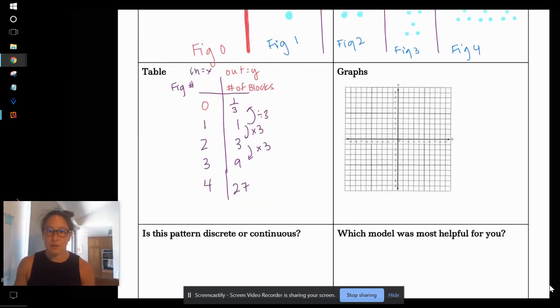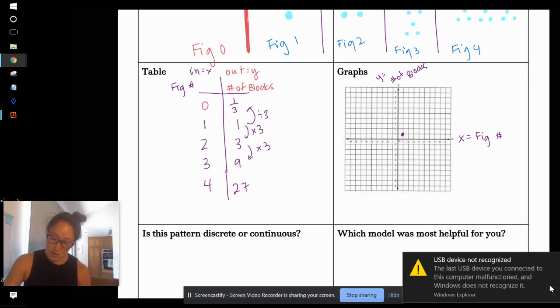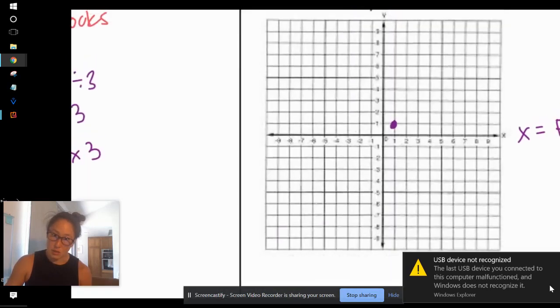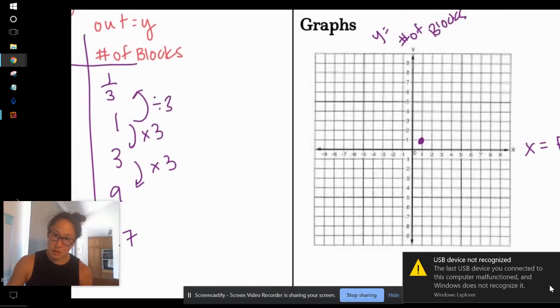Next, as a graph, the information can be graphed, and this is just another visual way to see how the numbers are related to each other. Okay, so the X is the figure number, or the independent variable, and the Y is the number of blocks, which is equal to Y. Okay, so at 1, there's 1 block. So I'm going to put a dot at 1, 1. Okay, at 2, I think we need the table.